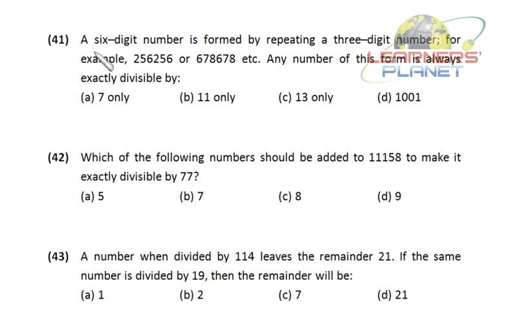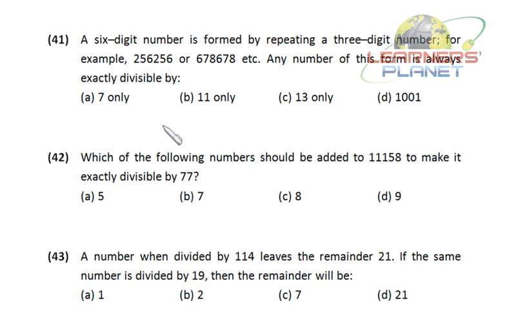Now, a 6-digit number is formed by repeating a 3-digit number, for example 256, 256 or 678, 678, etc. Any number of this form is always exactly divisible by. Friends, in our divisibility test session, we have discussed the divisibility test of 7, 11 and 13, all of them. Now, what was that?